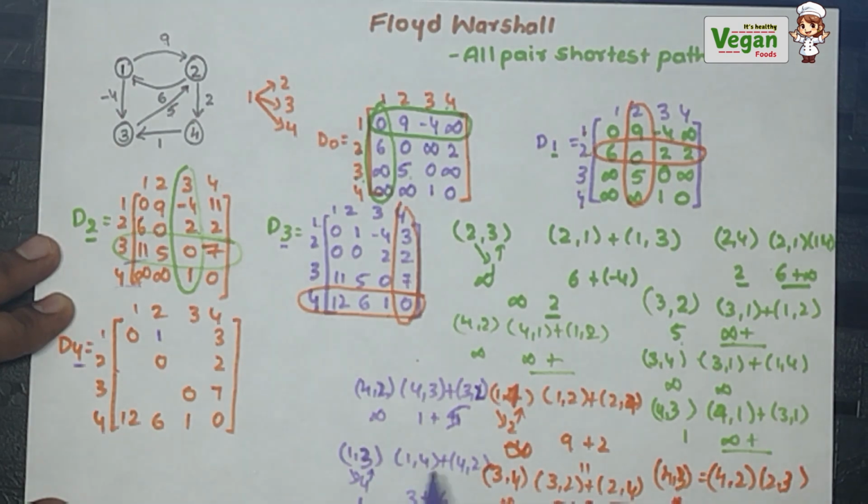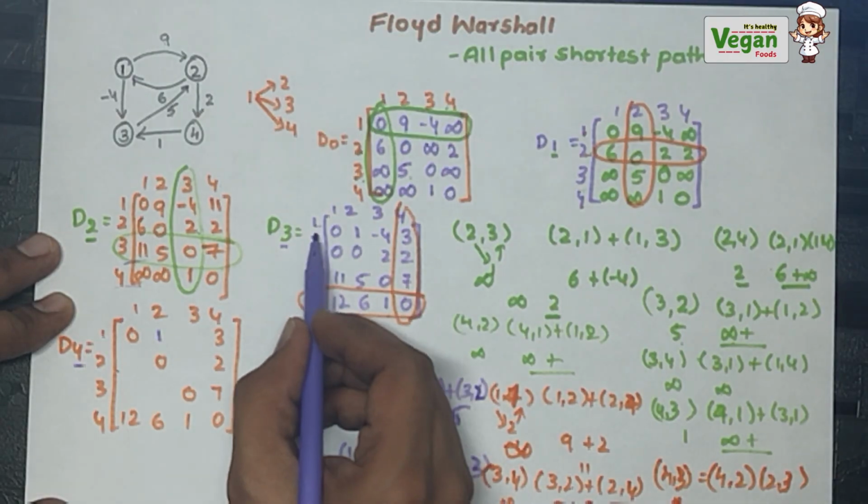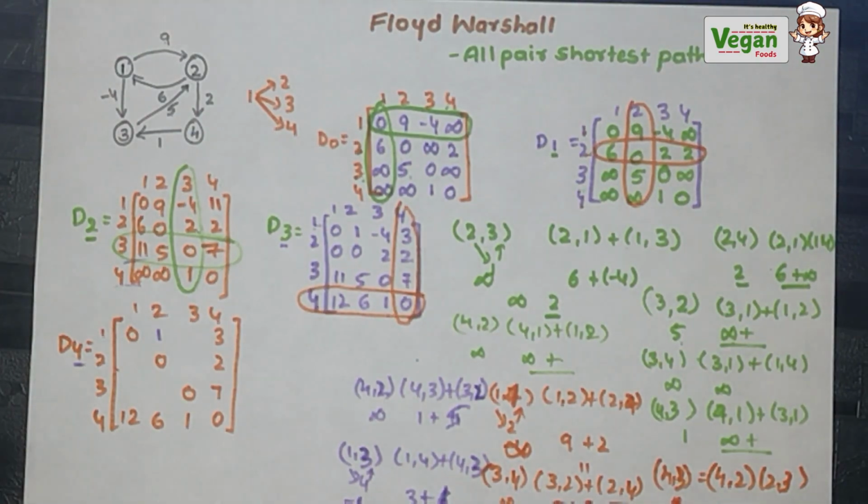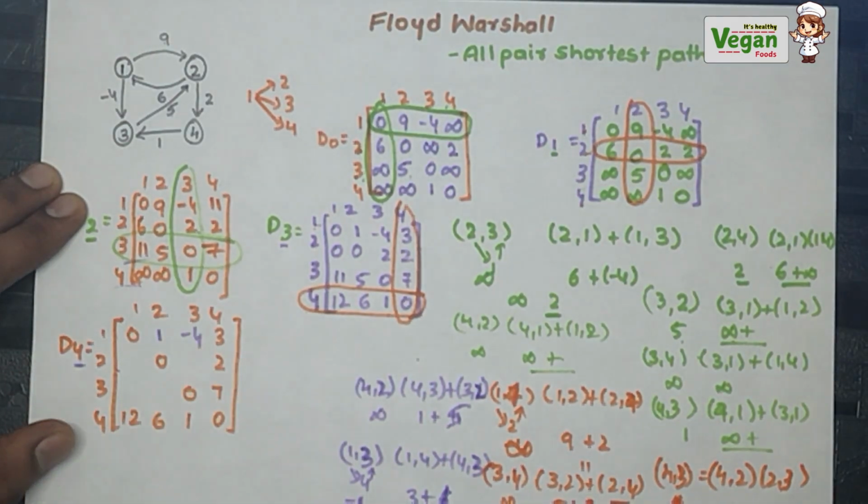Next 1 comma 3. To find 1 comma 3, you will be going from 1 comma 4 plus 4 comma 3. Now what is the value of 1 comma 3? 1 comma 3 is minus 4. 1 comma 4 is 3. 4 comma 3 is 1. So 3 plus 1 will be 4. Among plus 4 and minus 4, which is the smaller one? Minus 4. So minus 4 will be written here.